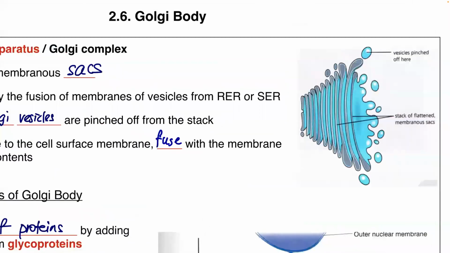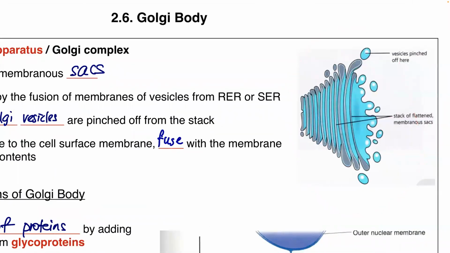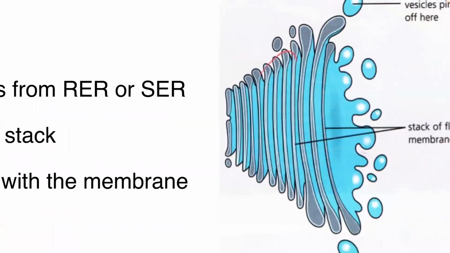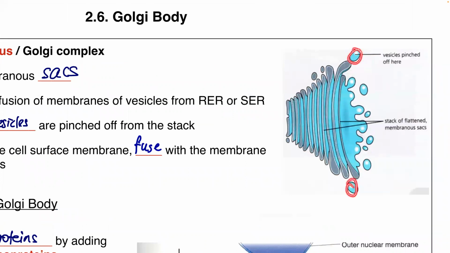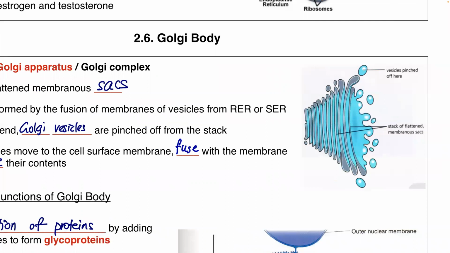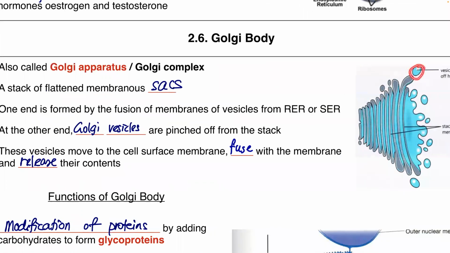So there are several features which distinguish your Golgi from the rough ER. Although they are both membranous structures, you notice that it's a stack of membrane sacs, so they are not interconnected. I want you to know that they are not interconnected, and typically you will always see vesicles budding off from this Golgi. We say that the vesicle pinches off from the stack.